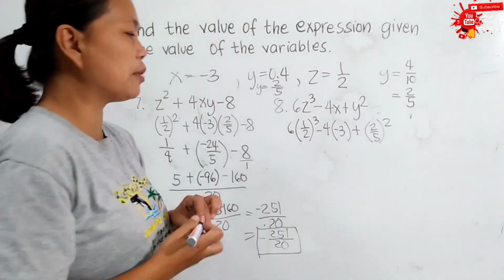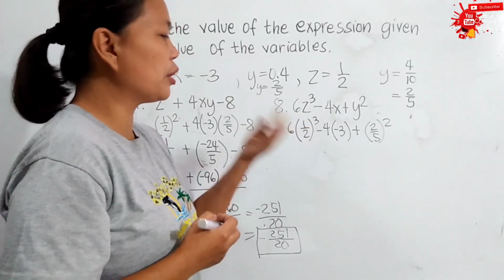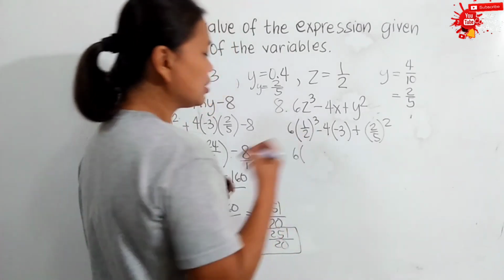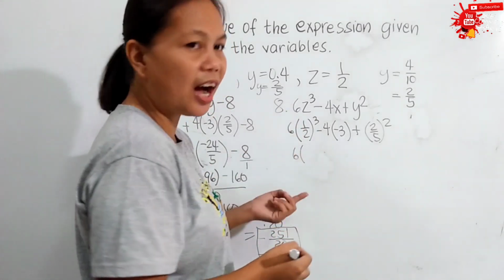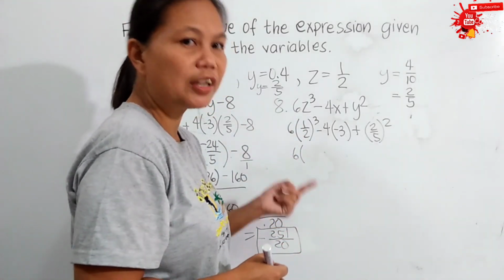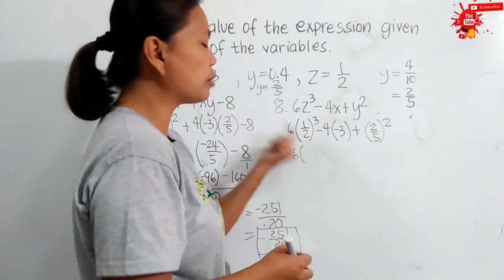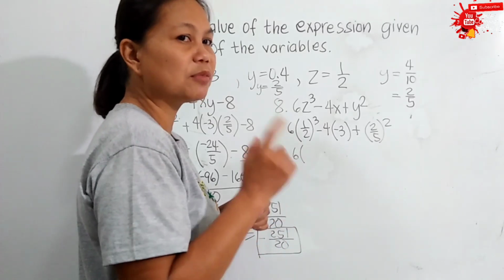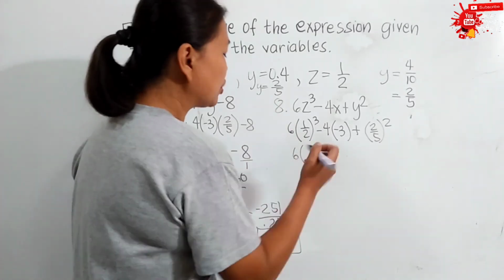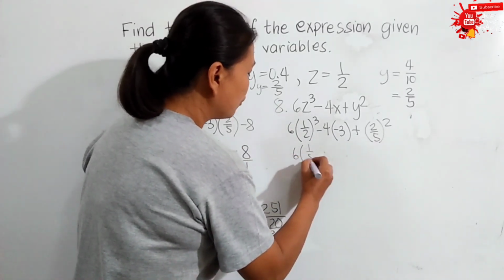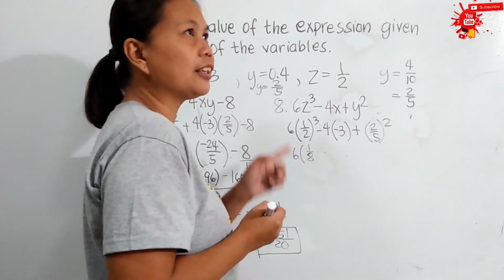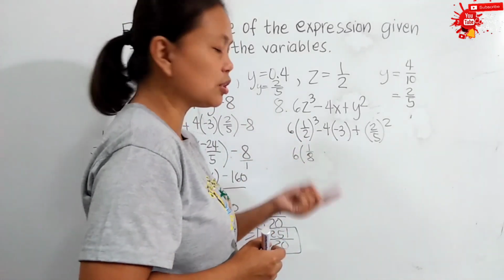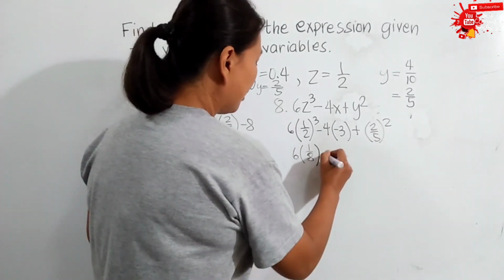Okay? So let us simplify those numbers with the exponent. So we have here 6 times, so what is 1/2 times 1/2 times 1/2? So we will multiply 1/2 to itself thrice. So it is equal to 1/8. So 1 times 1 times 1 is 1, and 2 times 2 times 2 is 8.